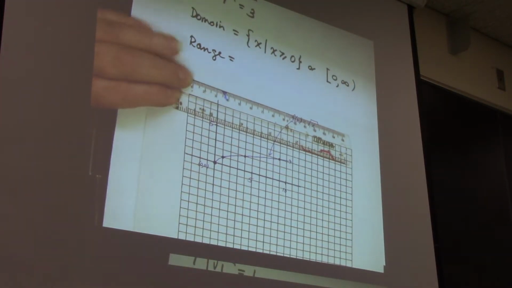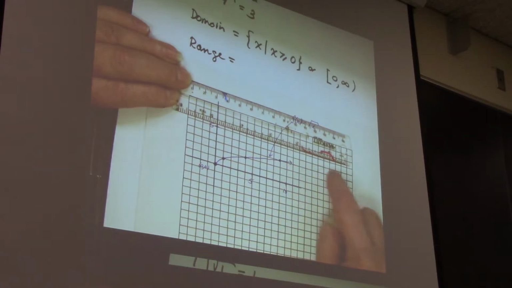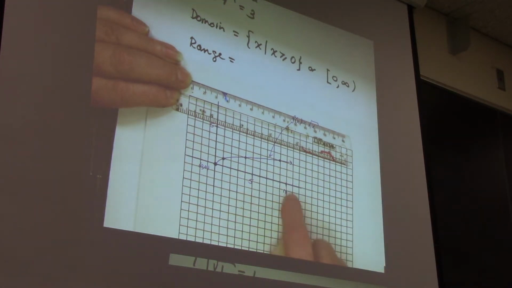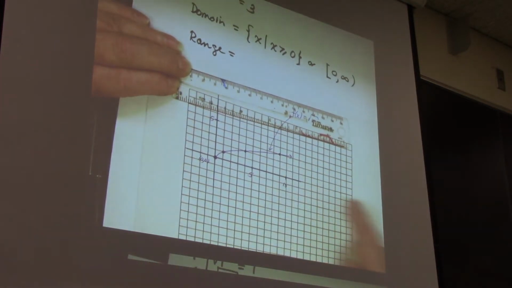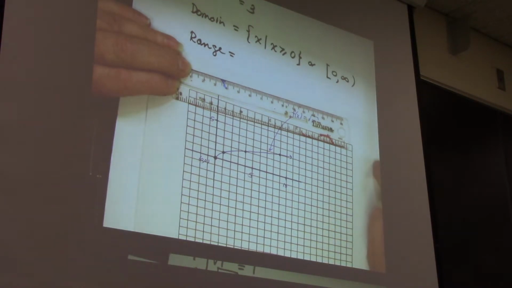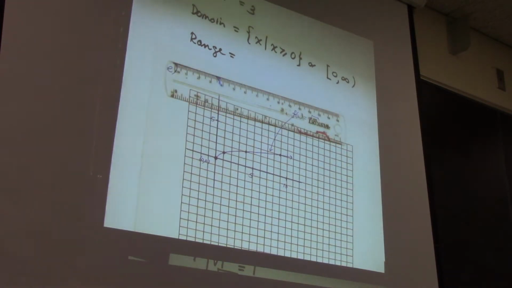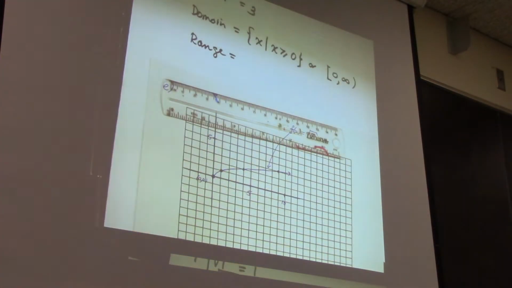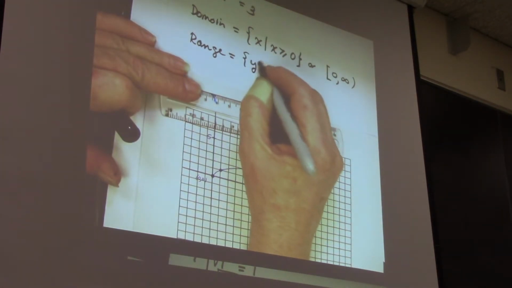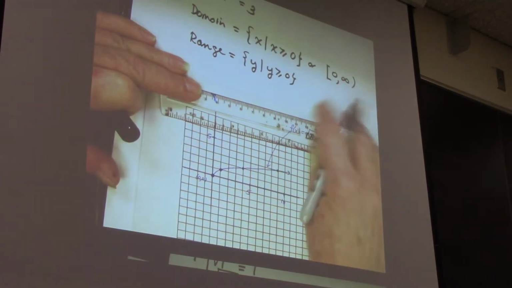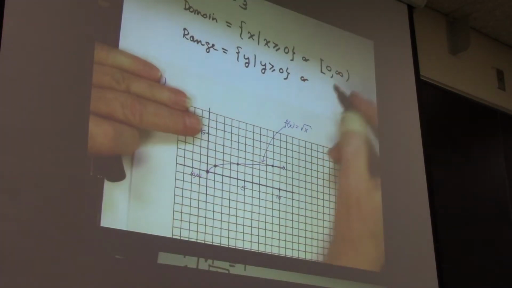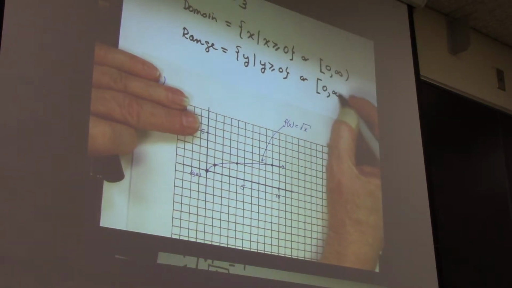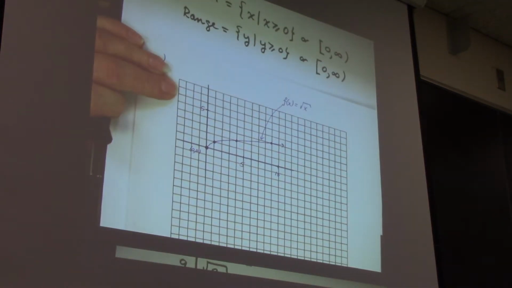Infinity. Again, this keeps going up and up and up forever, slowly. I have to go way out here to 16 to get y equals 4. And then I have to go way out to x equals 25 to get up to y equals 5. But it does keep going up and up and up forever. So my range, the old way, is the set of all y such that y is greater than or equal to 0, or in interval notation, same as the domain, bracket 0, infinity.